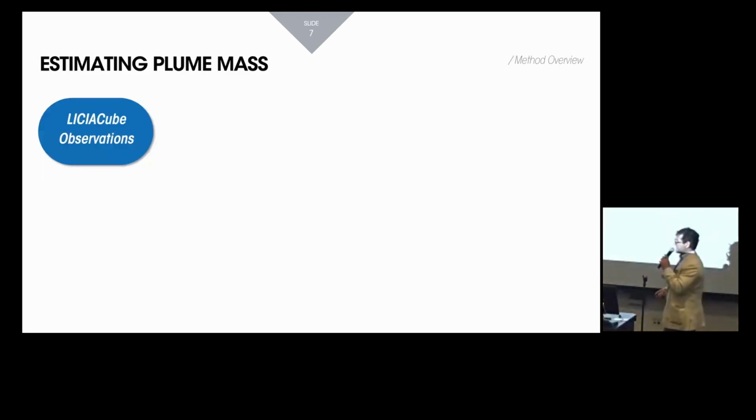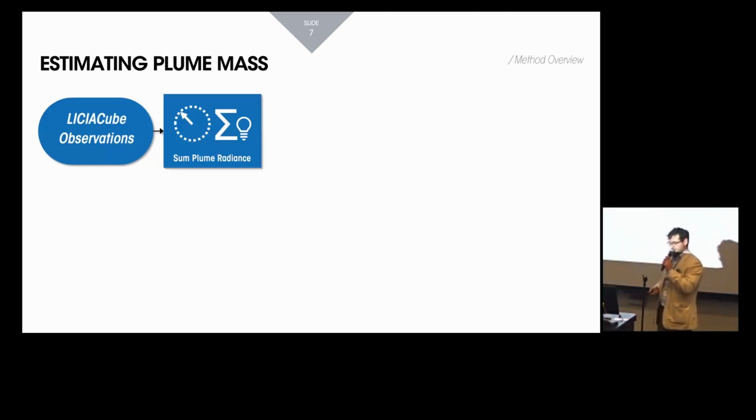But how do we put all of this together to actually get an ejecta mass estimate? Well, we start off with our LICIACUBE observations. We then do our radial integrations for each of those observations at the different phase angles.